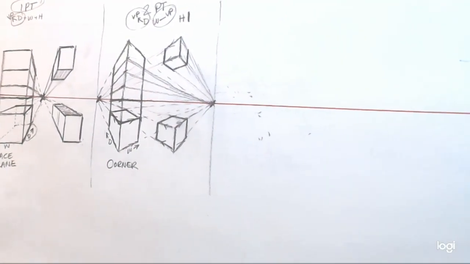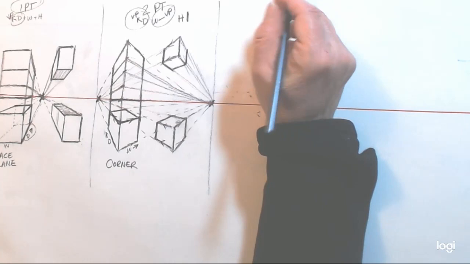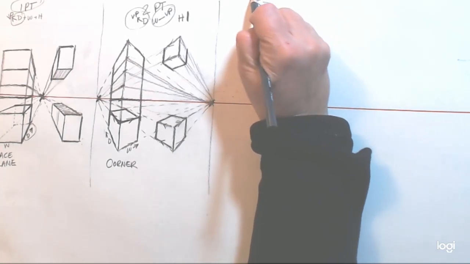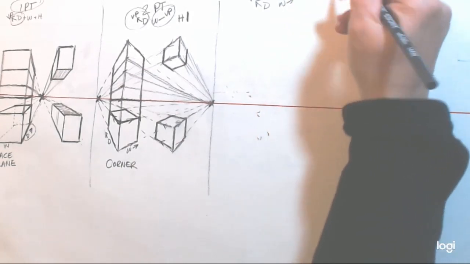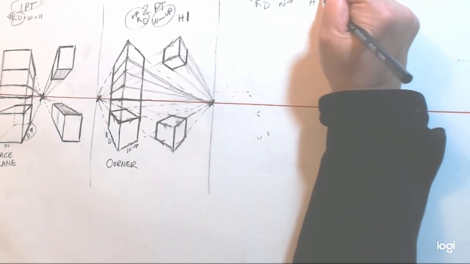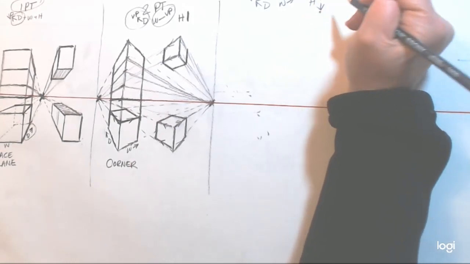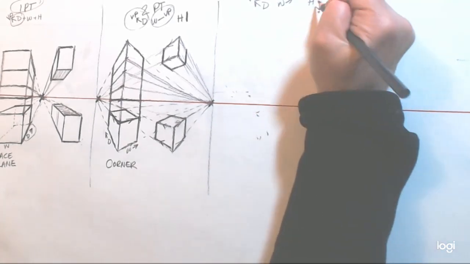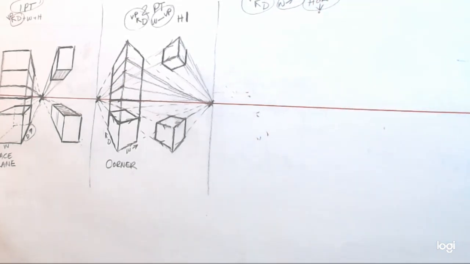3-point, I bet you can guess. Okay? With 3-point perspective, your depth goes to a vanishing point, your width goes to a vanishing point, both on the horizon. And now your height is going to go to a vanishing point that's either way above or way below. Okay? So let's put an or there. So all 3 of these are going to go to vanishing points.